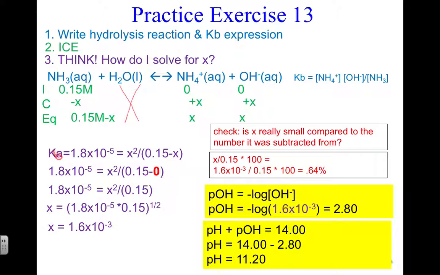So again, recap. We're asked to solve for the pH of a weak acid or weak base. Same steps: hydrolysis reaction and your K expression, icebox, and think, how do I solve for x? In this case, we are given a Kb, so we can solve for x. Once you get x, get a pOH and a pH.